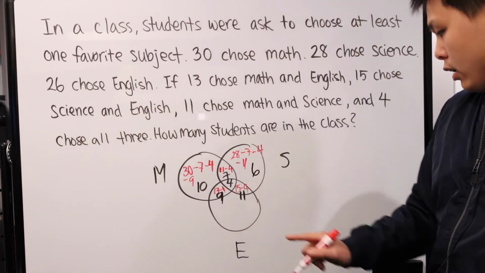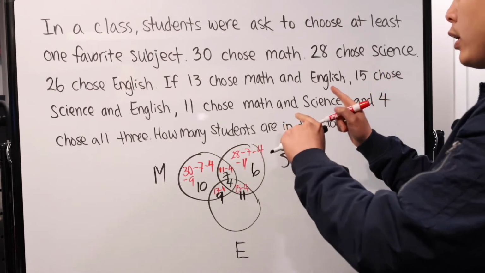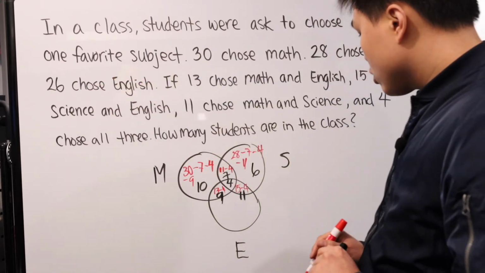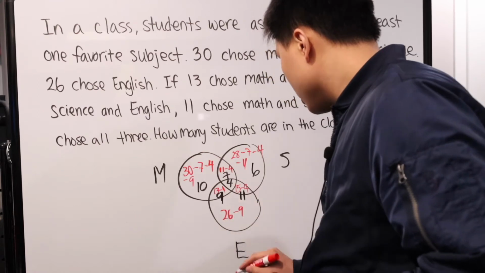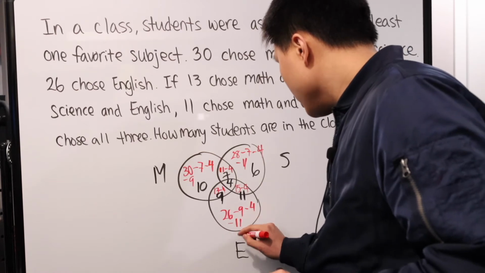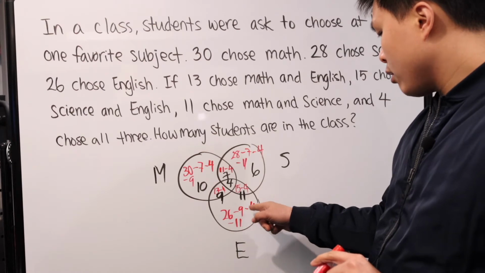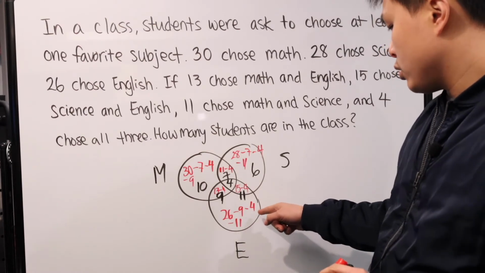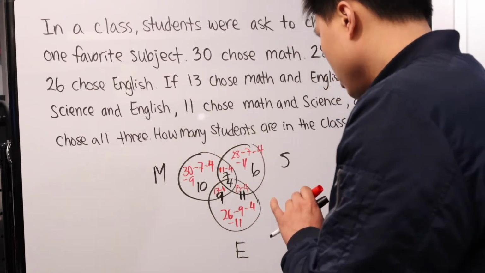And lastly, we have English, and the people who chose English is right there, 26, right? So we're going to have 26 minus the overlap of 9, which is math and English, minus the overlap of 4, which is all 3, minus the overlap of 11, which is science and English. So 26 minus 9 minus 4 is 13, minus 11, which is 2. So technically there's 2 right here.